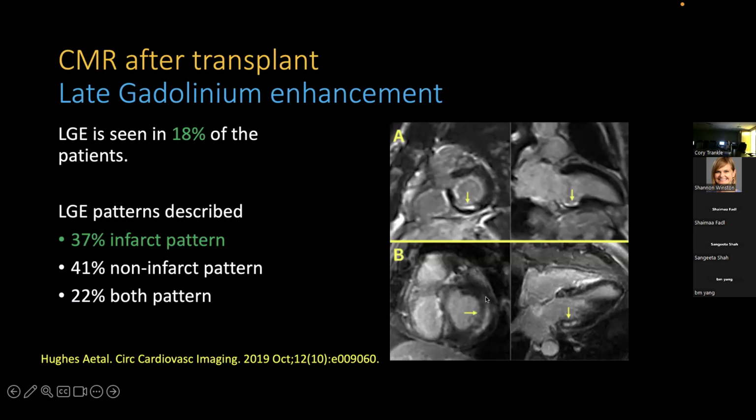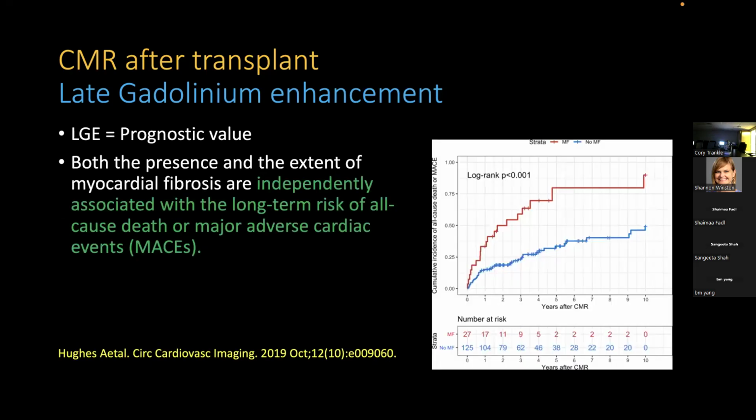Some will be random, or subepicardial and mid-myocardial. In some patients, for some reason, I find a ring-like morphology. And in 37% of the patients, there will be an infarct pattern. And 22% will have both patterns.